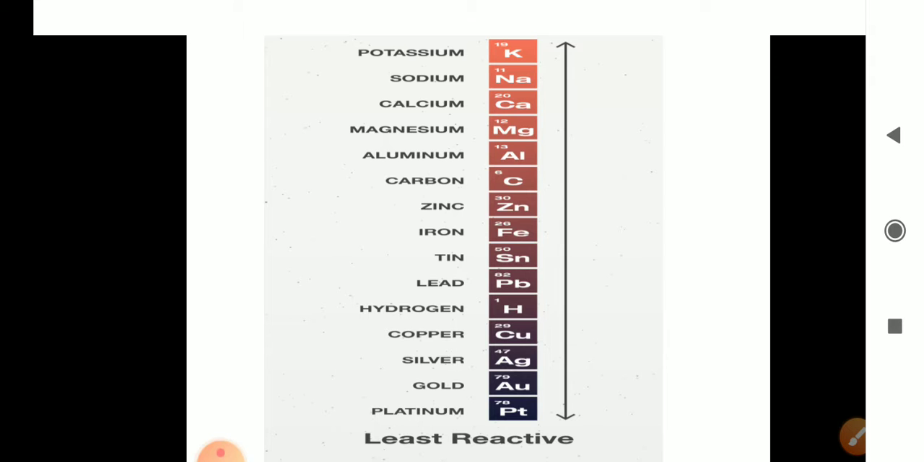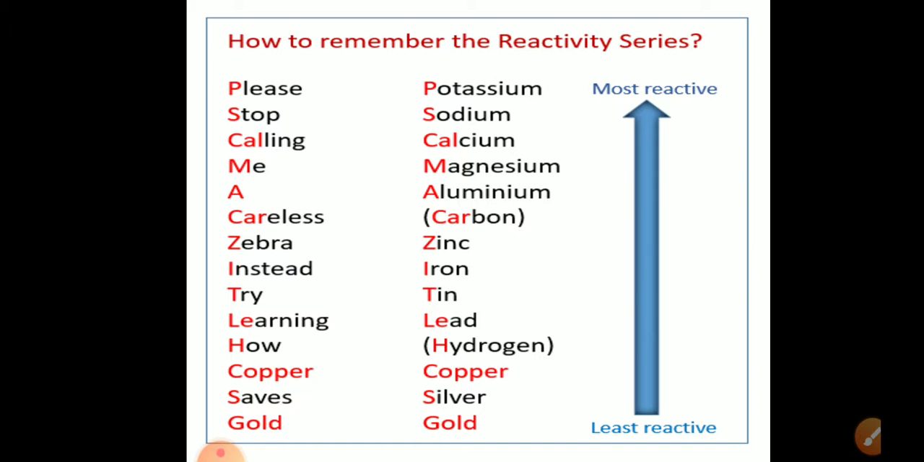Now see the next. For displacement reaction, to know what will be formed during the reaction and if the reaction will take place or not, you should know the reactivity series. You have to learn the reactivity series. तुम्हें याद होनी चाहिए this reactivity series. Then how will you learn it? For that, now see, the trick is given to you.